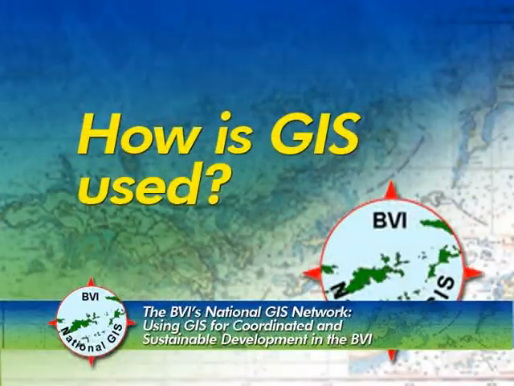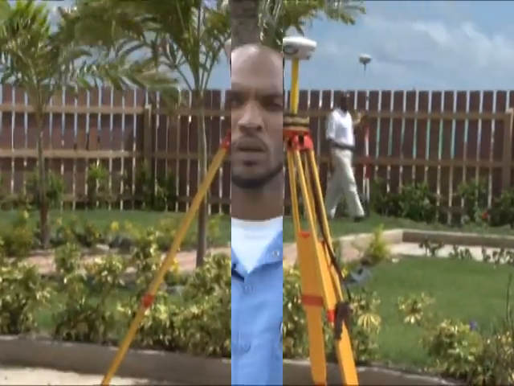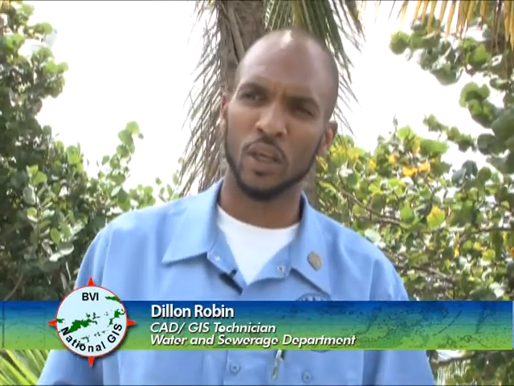So how is GIS used? Members of the National GIS Committee, representing a broad spectrum of government agencies, talk about how they use GIS in their respective areas. The Water and Sewage Department is relatively the newest government department or agency to implement a fully functional GIS. At the department, we partake in a data collection process, which is mobile mapping. We also do database management through the information that we collect on the field. And as a result of such information, we do desktop publishing where we generate maps for our own use.